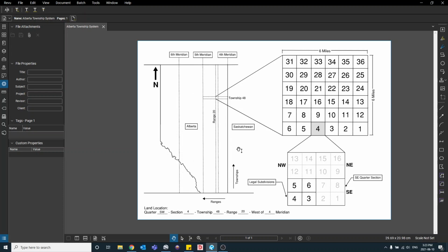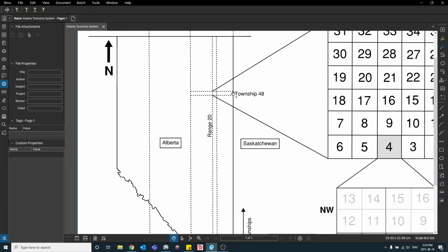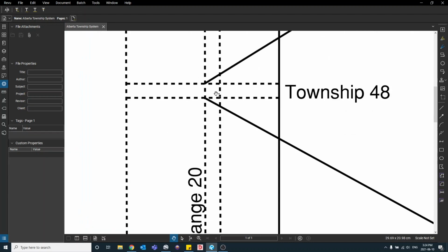So similarly, townships are little strips of latitude, which increase from south to north here. And again, not to scale, but I have township 48, which would be this strip here. And then furthermore, the intersection of ranges and townships is this little area here, and that's also called a township.